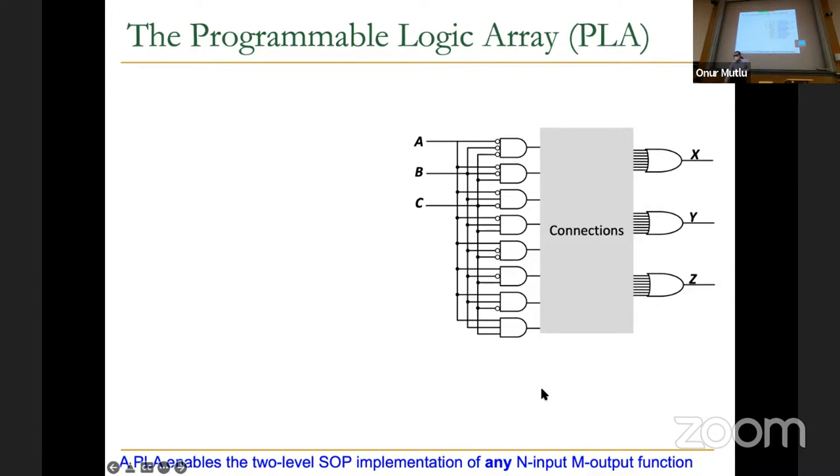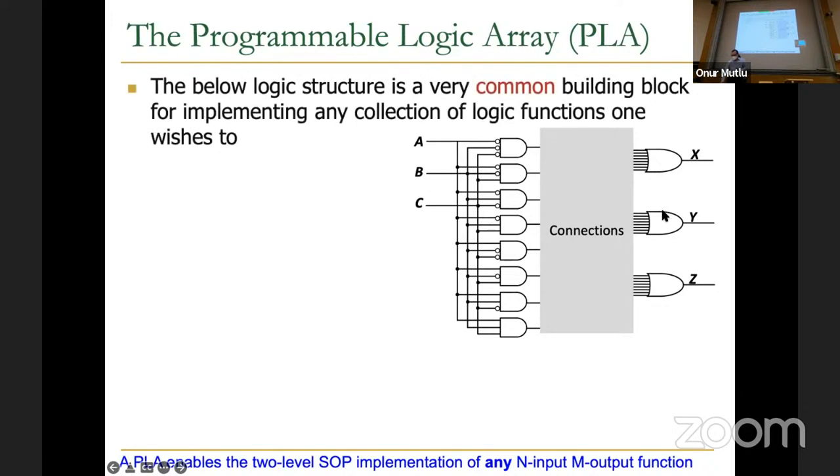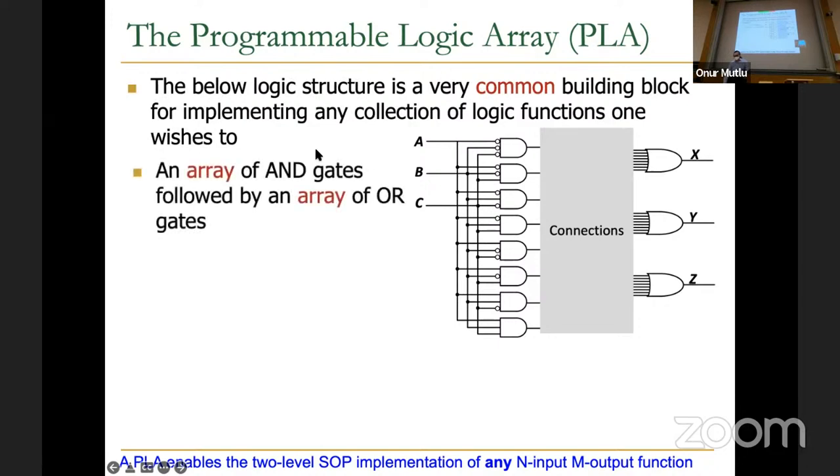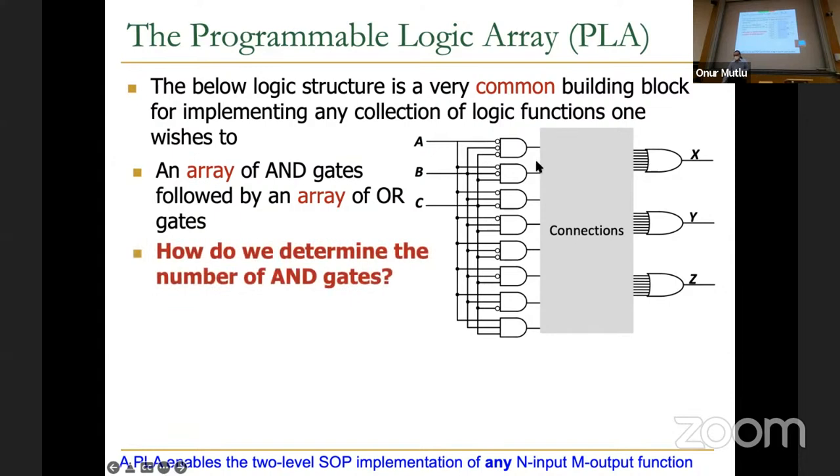There are different ways of implementing these connections actually, but multiplexer is a good way of thinking. Basically, you can connect any of these min terms to any of these outputs so that you can implement any one-bit function over here as a function of these three-bit inputs. Now, this is beautiful. You can implement any function on this. And this is really a very common building block for implementing any collection of logic functions one wishes to. It's an array of AND gates, a decoder, basically, followed by an array of OR gates, and connections, of course, to enable any min term to be connected to any of the outputs.